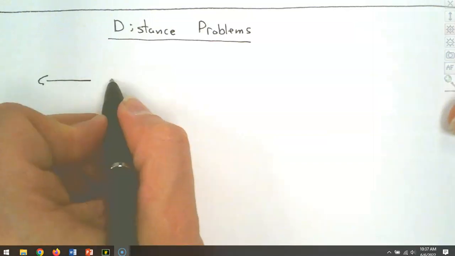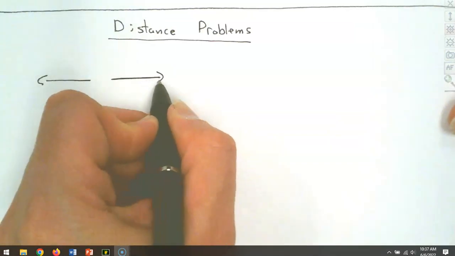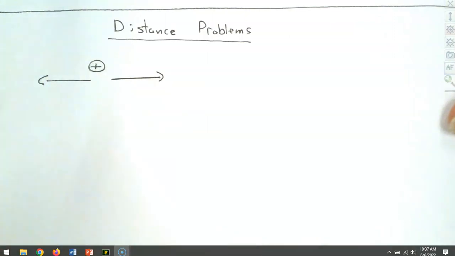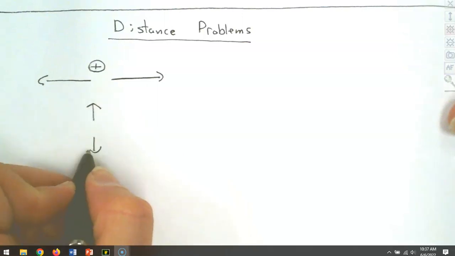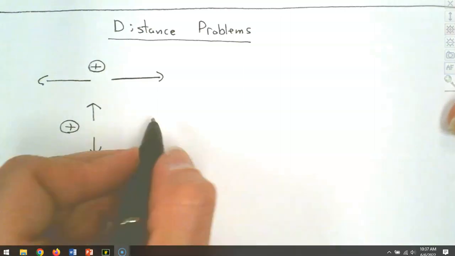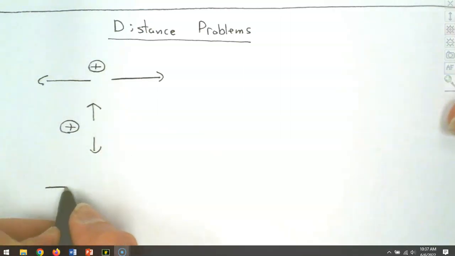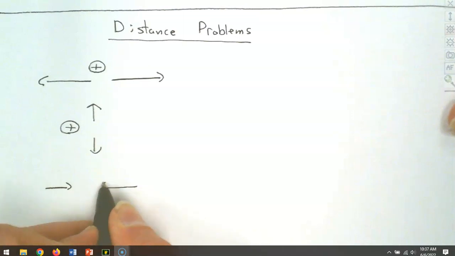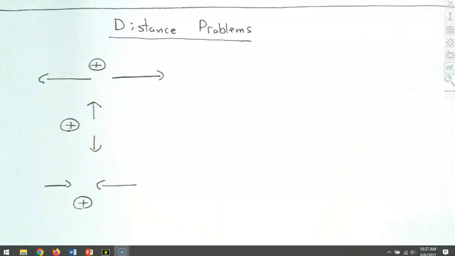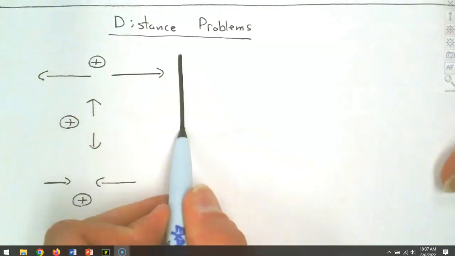Two cars going in opposite directions add together. So two cars going north-south add together. Two cars heading towards each other like this, they add together. So those are our addition. Those are all addition vectors.